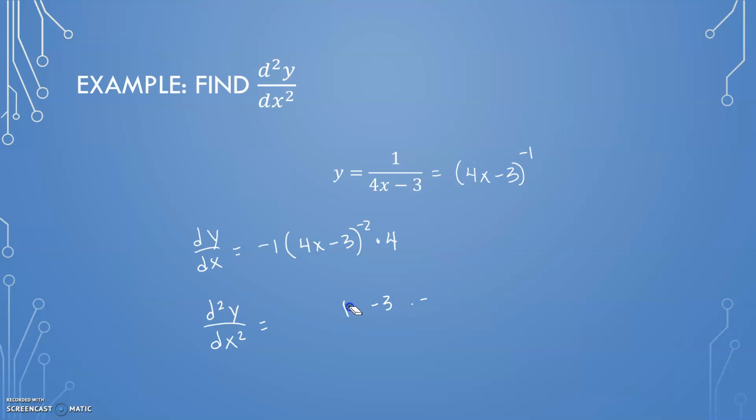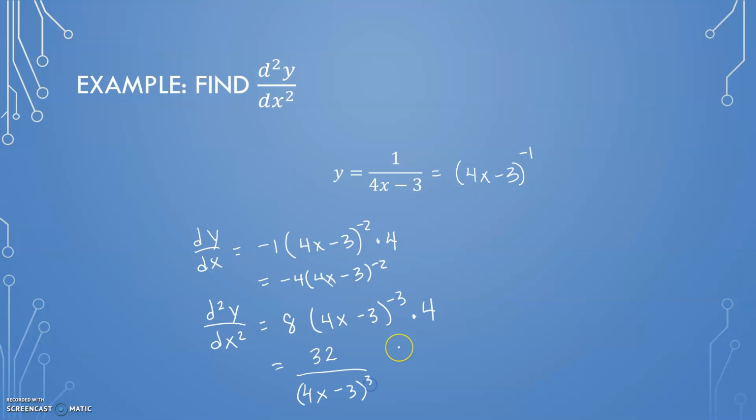I was trying to simplify and do the derivative at the same time, and that was my downfall. So the derivative would be 8 times 4x minus 3 to the negative third power, and then times 4 because of the chain rule. So in other words, it would be 32 over 4x minus 3 quantity cubed.